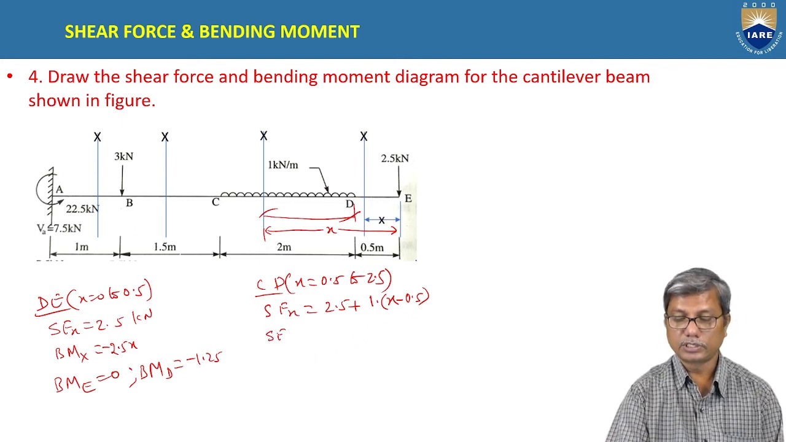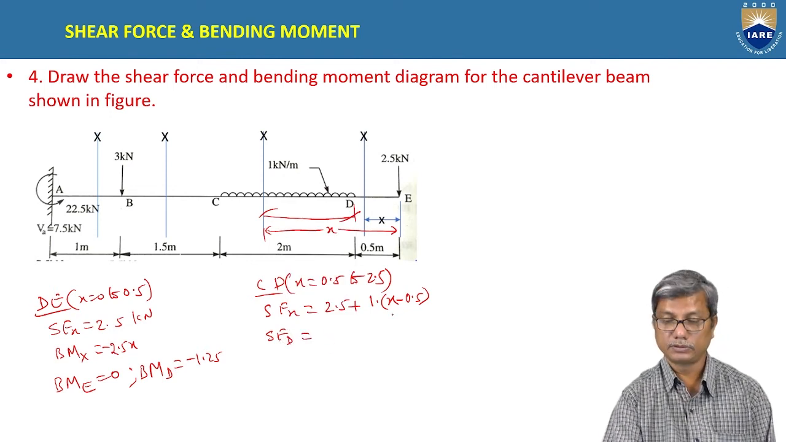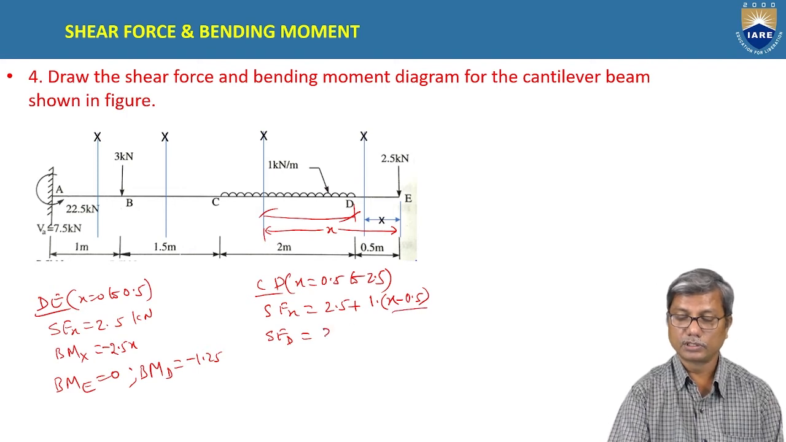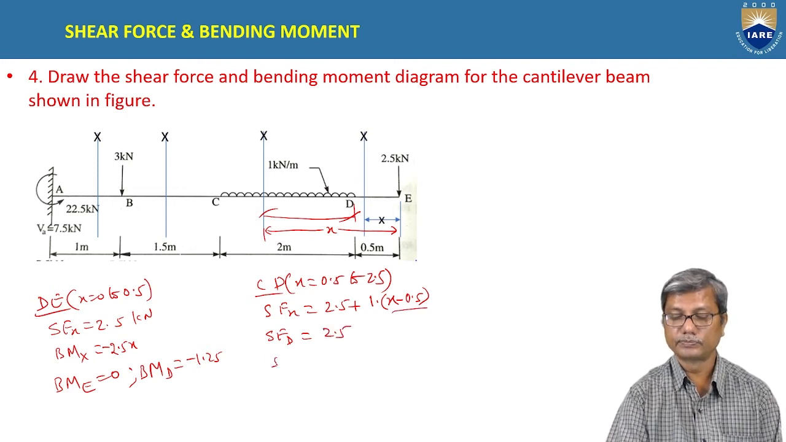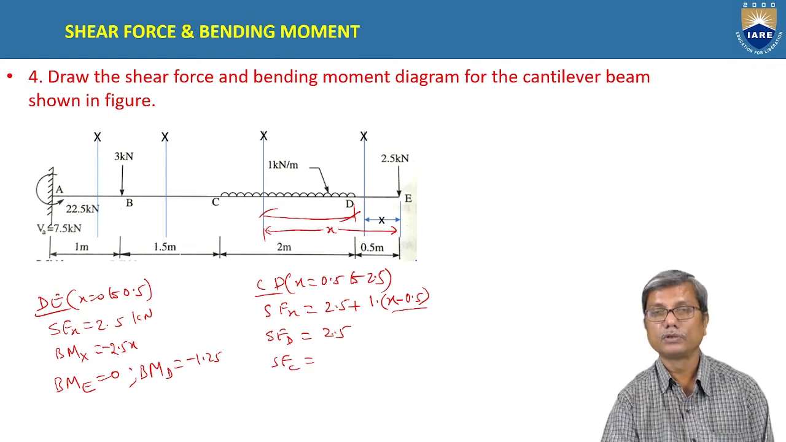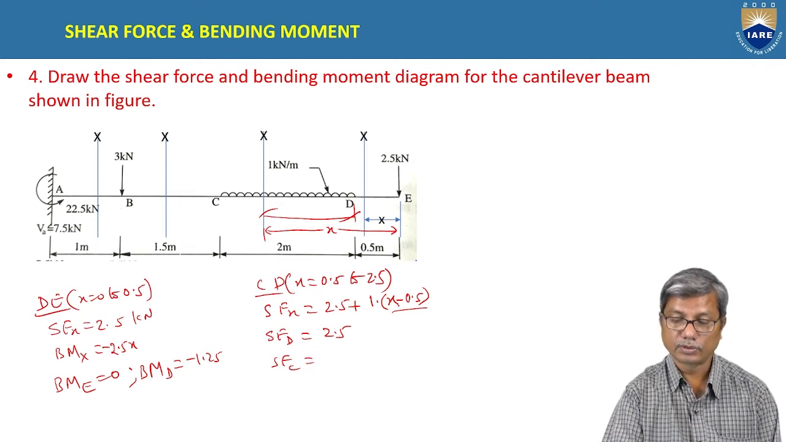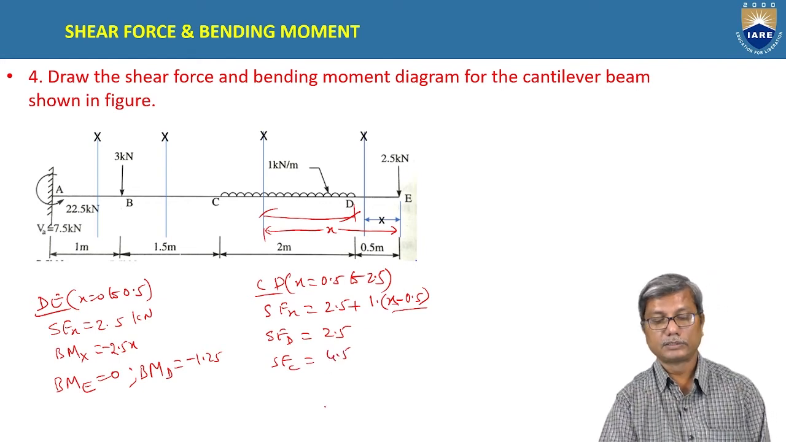So shear force at D is at X equal to 0.5. This term becomes 0 and shear force is 2.5. And shear force at C, that is at X equal to 2.5, becomes 4.5.